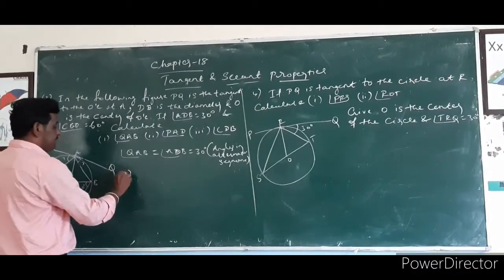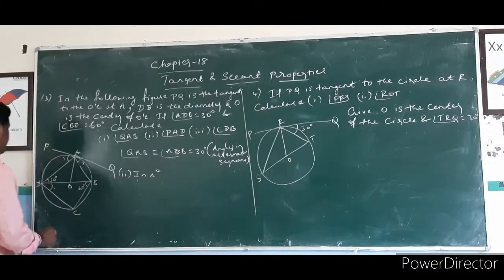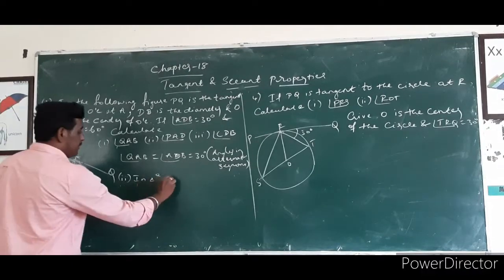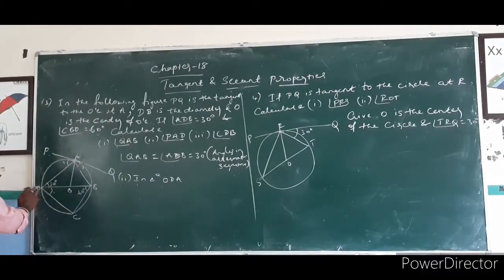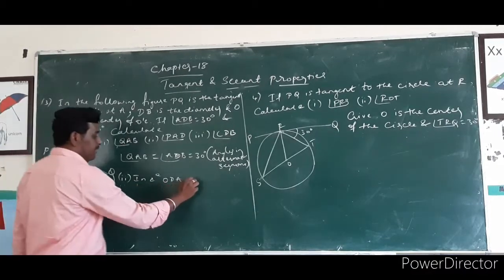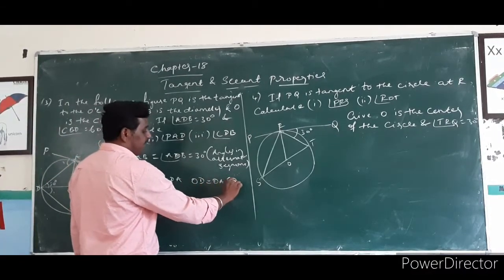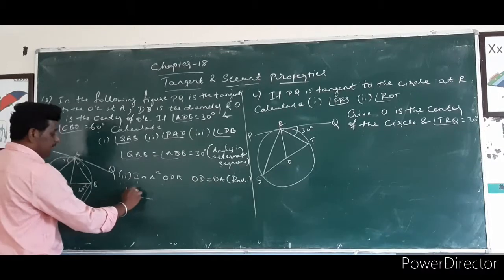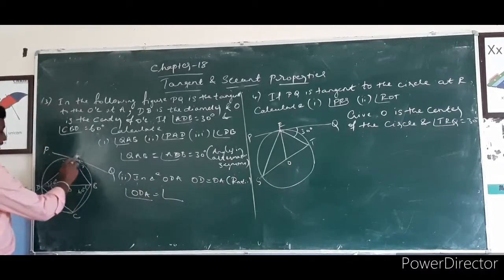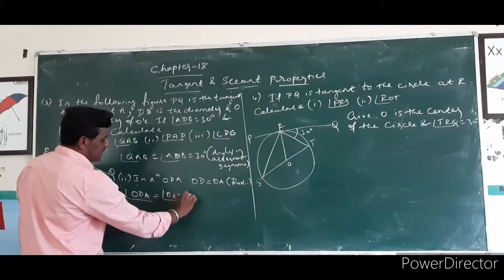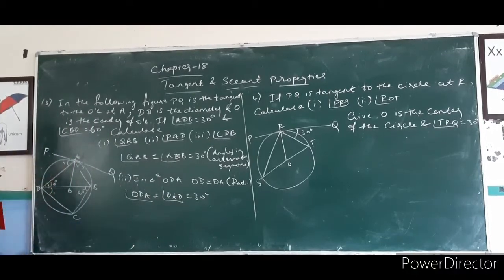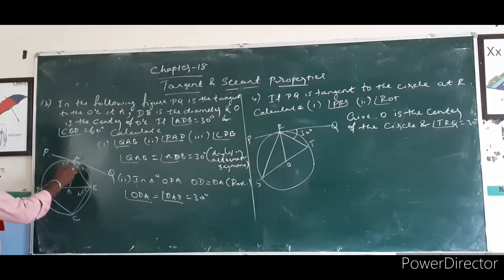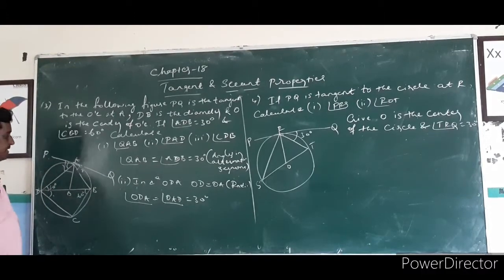So for the second one, in triangle ODA, if you consider ODA, OD is equal to OA, because radii of circle. If that is equal, that means ODA is equal to OAD. Because how much? 30 degree. This is 30 degree, means this is 30 degree, by the isosceles triangle property. We know that the radius to the tangent is perpendicular, means 90 degree.